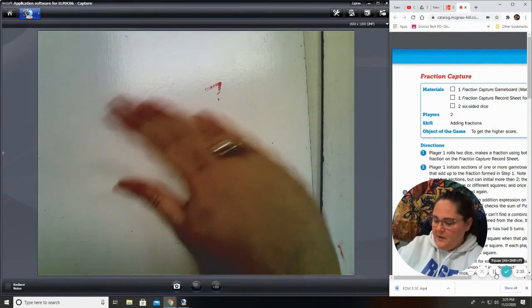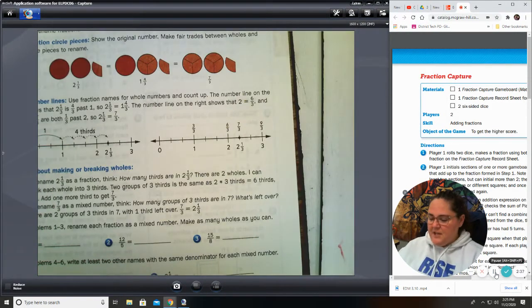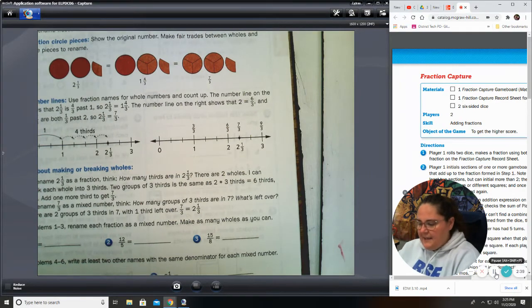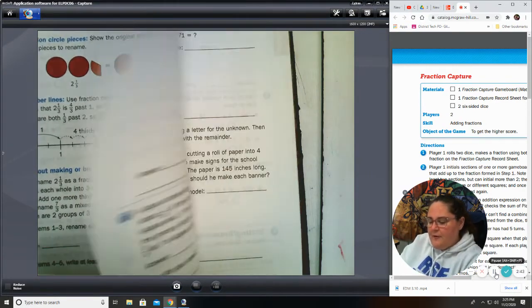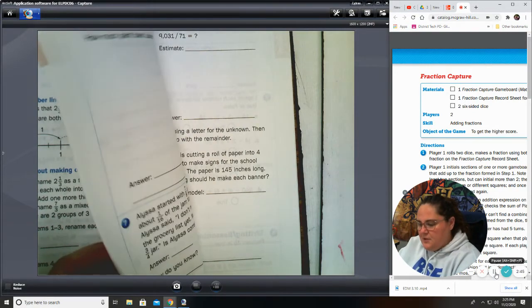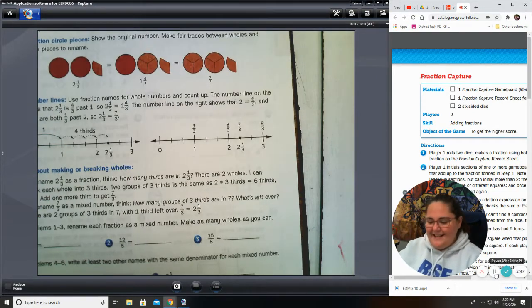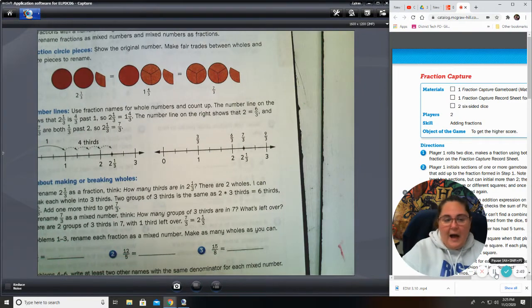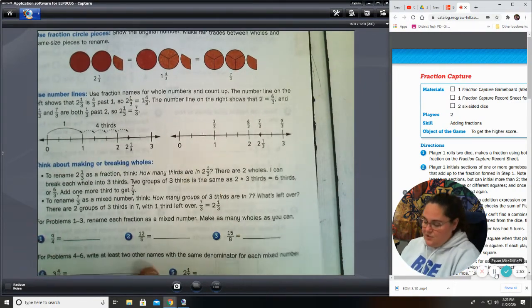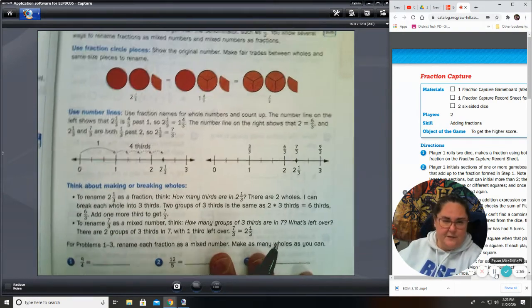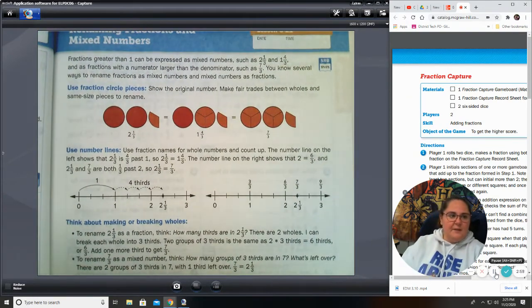All right, we're actually going to play a game today called Fraction Capture, but we're going to start with page 99 in your Everyday Math workbook. We're going to practice renaming fractions and mixed numbers. So again, we're going to start on page 99. I'm a picture person. I like to use pictures to help me. You can use number lines, or sometimes you just need to do the math, and that's whatever is easiest for you. So we're going to talk about this first.